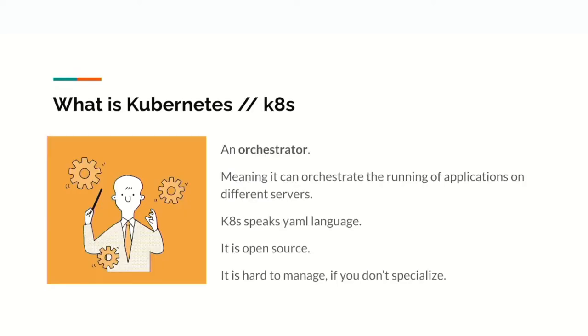Okay, so let's jump into the topic. What is Kubernetes? Shortly, it's K8S. That's because the word Kubernetes has eight letters. This is the official shortcut. So Kubernetes is an orchestrator, meaning that it can orchestrate. As straightforward as it can be. Kubernetes can speak YAML language. I don't know if you are familiar with YAML or if you love this language. Obviously not, because there is no such person. And it's open source, which is good.